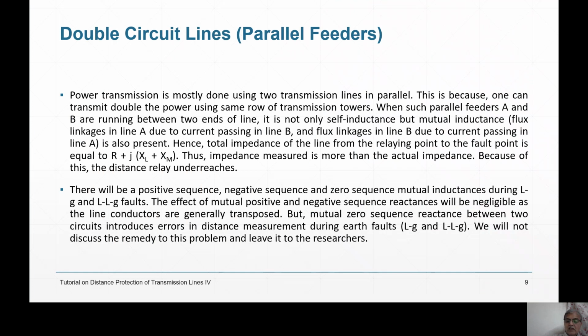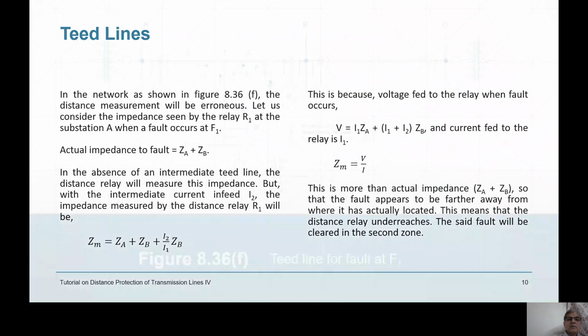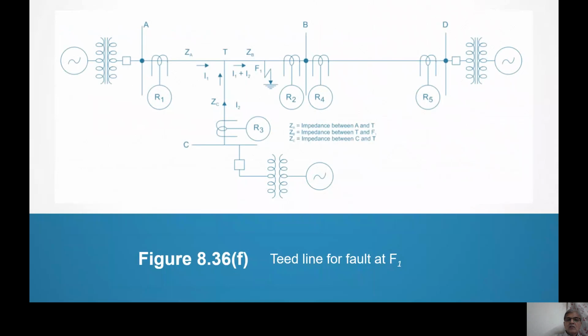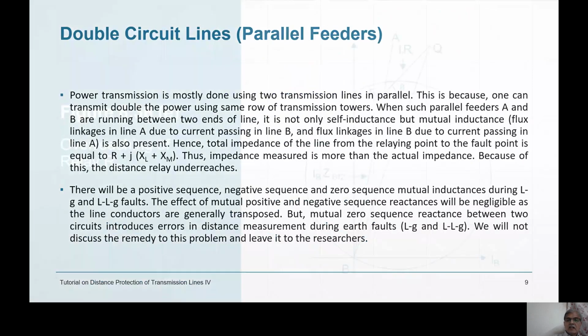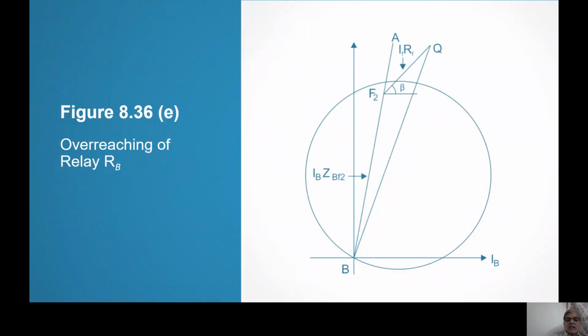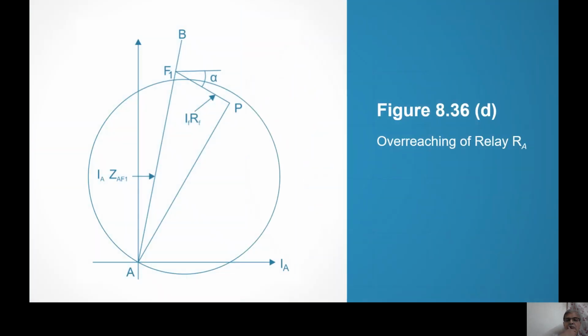There is a typographical mistake. I'll read again. At A, it is written it is overreaching. It is not overreaching. It is underreaching. Right? Because it should not have operated and it operates. If the relay should not operate and it operates, that is underreaching.